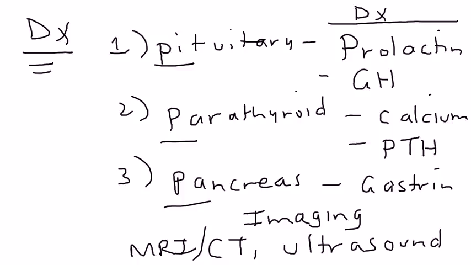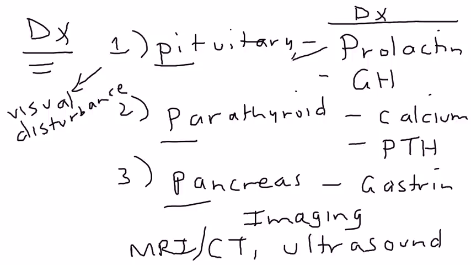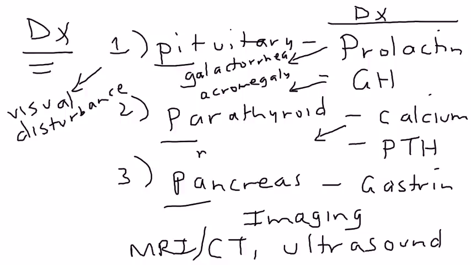And the symptomatology is also very important. For example, if the person has a tumor of the pituitary gland, they can have those visual field defects. And this is, of course, part of your history and physical exam. If the person has increased prolactin levels, they can present with galactorrhea. Increased growth hormone levels, they can present with acromegaly. Increased calcium levels, they can present with kidney stones.